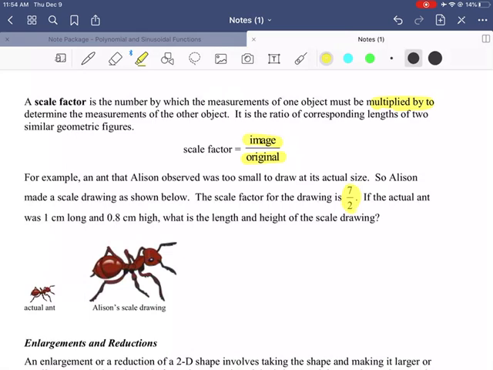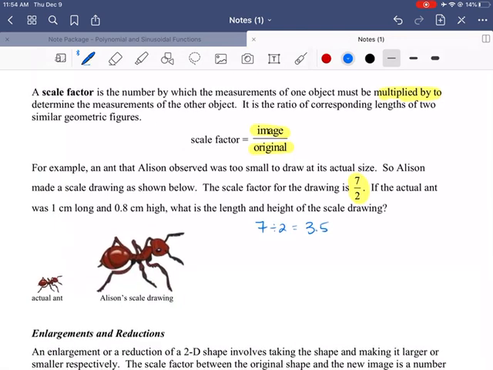So in this first example, we are given a scale factor of 7 over 2. And 7 divided by 2 is 3.5. So our scale factor is 3.5. The actual ant is 1 centimeter long and 0.8 centimeter tall. So we take each one of those dimensions, 1 centimeter, and multiply it by the scale factor. So the drawing of the ant is going to be 3.5 centimeters. Likewise, we take the actual 0.8 and multiply it by the scale factor, and we're going to get 2.8 centimeters.